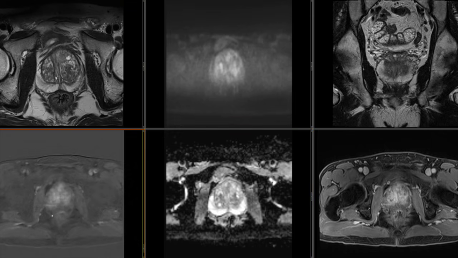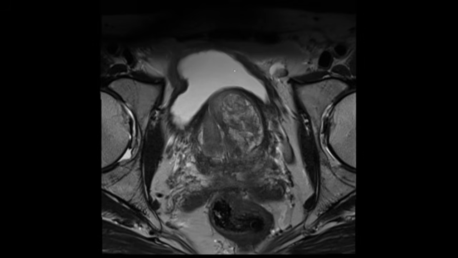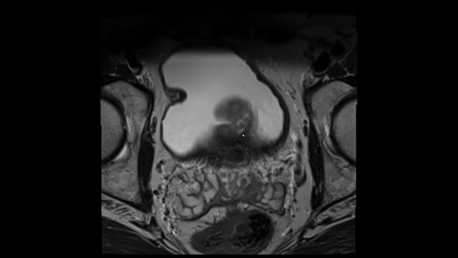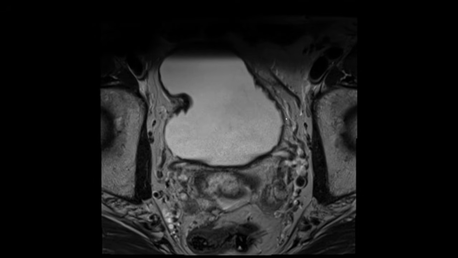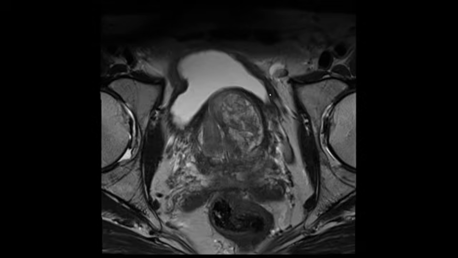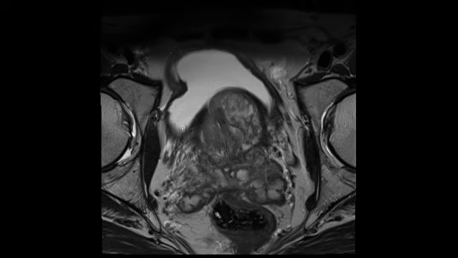And then I look at other things that I can see on the images, starting with the T2 weighted images, looking at the bladder. Often when there's BPH changes, you're going to see the bladder look thick and trabeculated like this, which is indicative of an element of chronic outlet obstruction, but looking for any incidental bladder lesions or abnormalities.